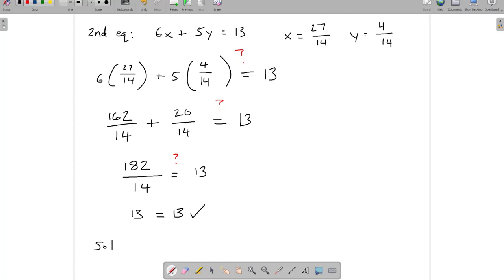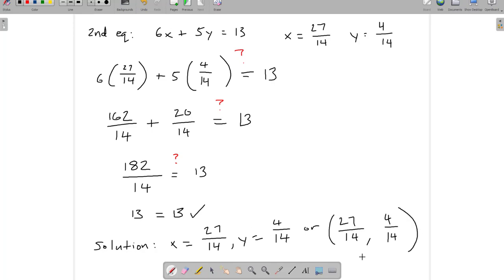So our solution, which I should have written on the other slide, we'll write it as x equals 27 over 14, y equals 4 over 14, or as the ordered pair. You could also write 27 over 14, comma 4 over 14. Just make sure you get the order correct though, because it does matter. This would be x, this would be y. So it's not the same thing if you switch them around. So make sure you get that correct.